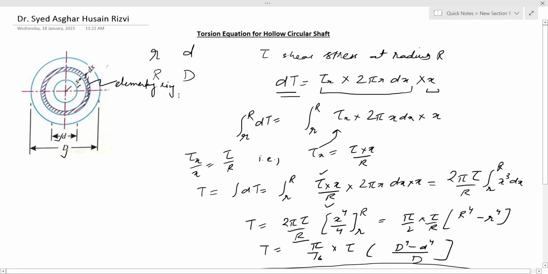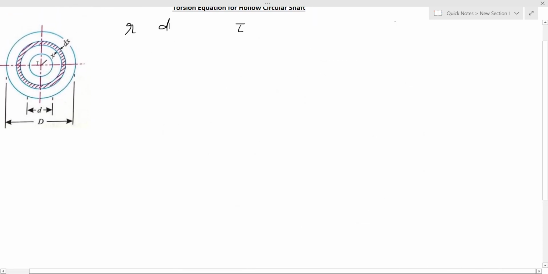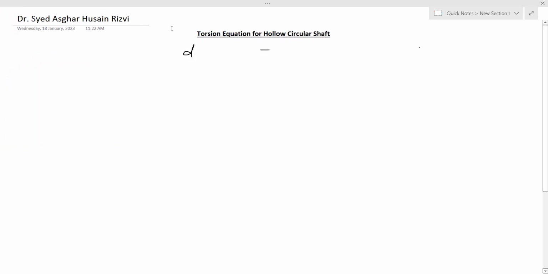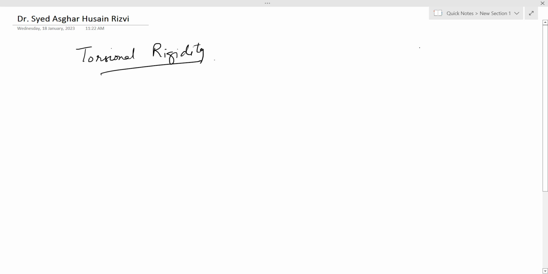Now let us discuss torsional rigidity. This is an important term that is asked in examinations. Torsional rigidity is basically a constant term that is represented by small k or mu.